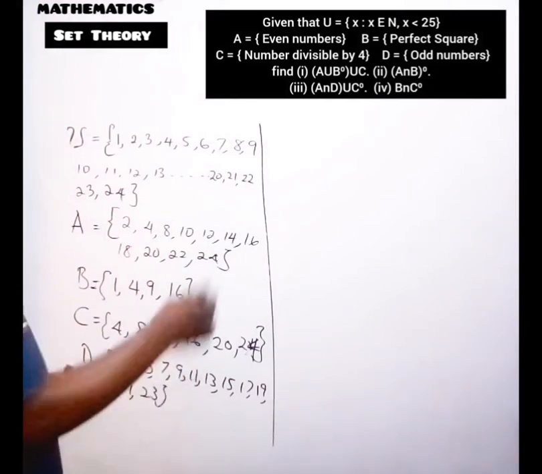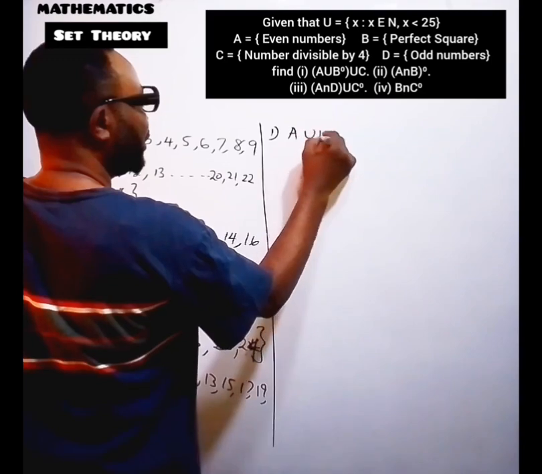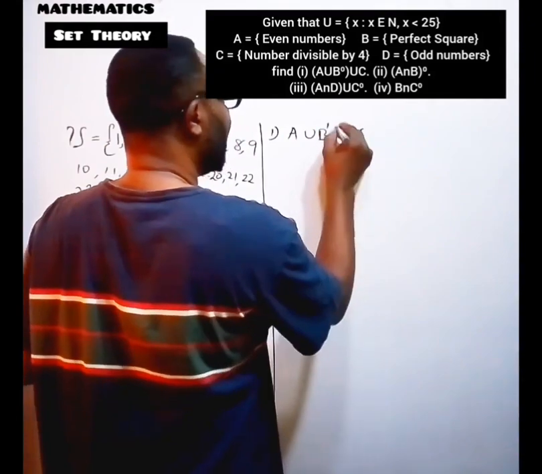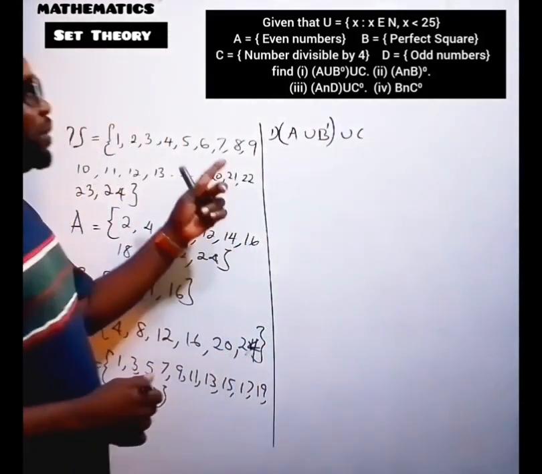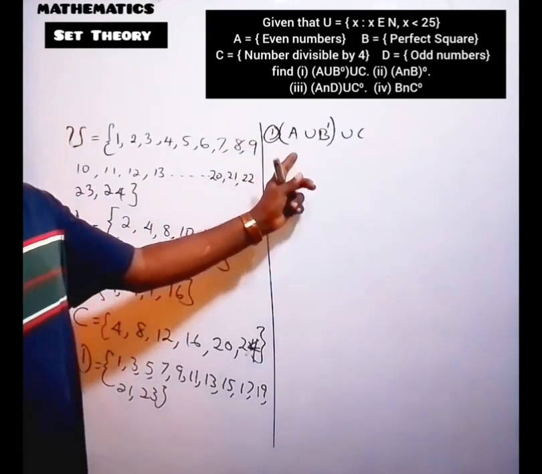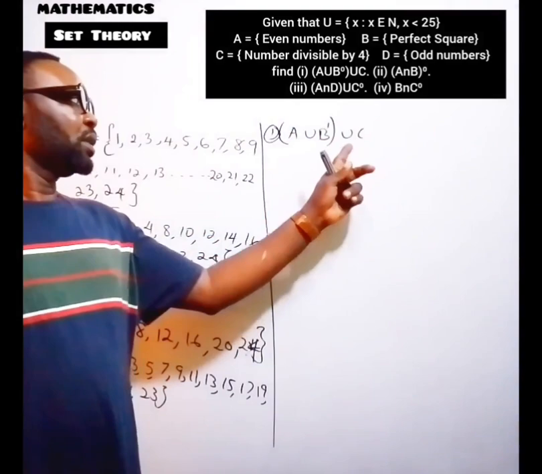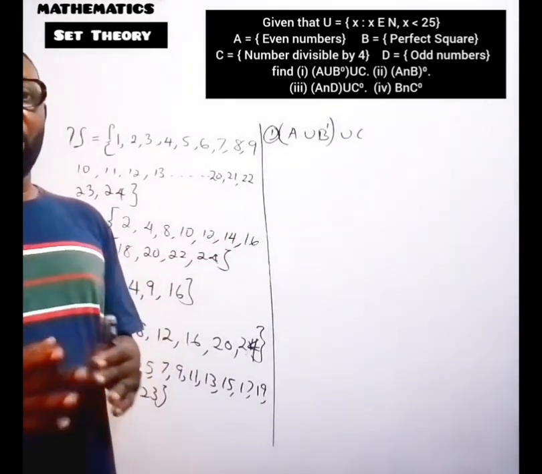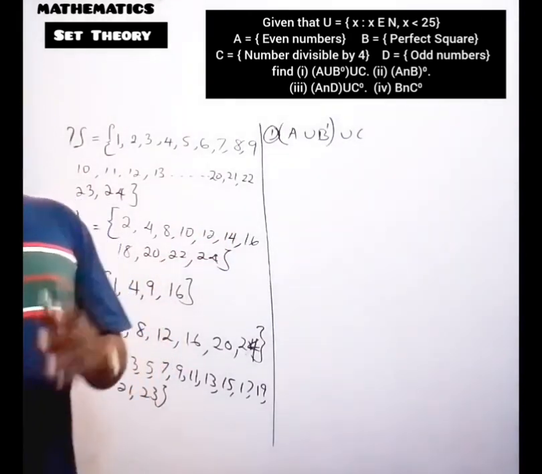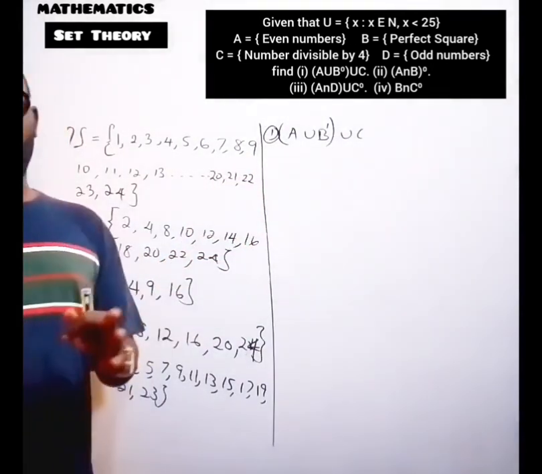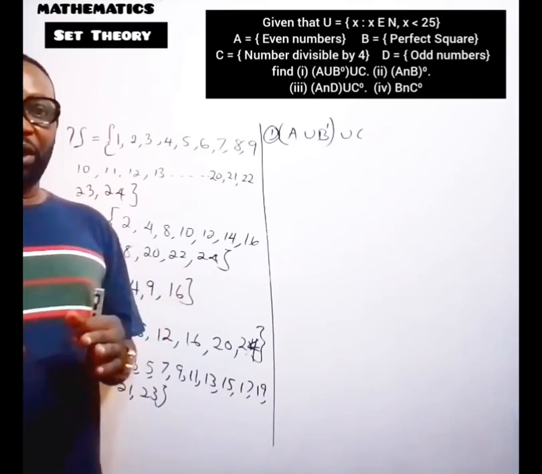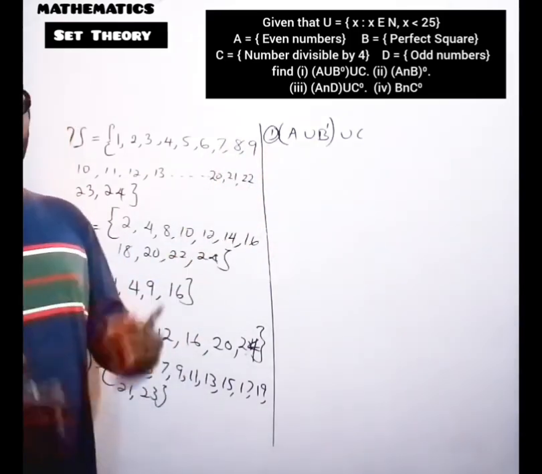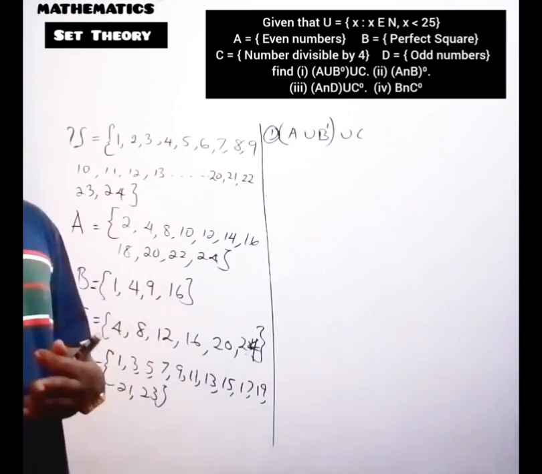The first question says that we should find the value of A union B complement union C. When we have a question of this nature, let's bring out this value first before we go into solving the question. I will implore you to make provision for your writing material, as we are going to be bringing out these values, because it is going to require me rubbing off the board often.